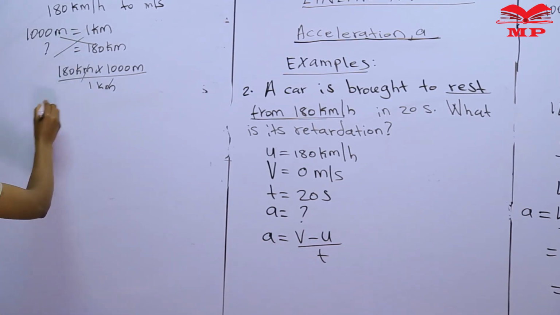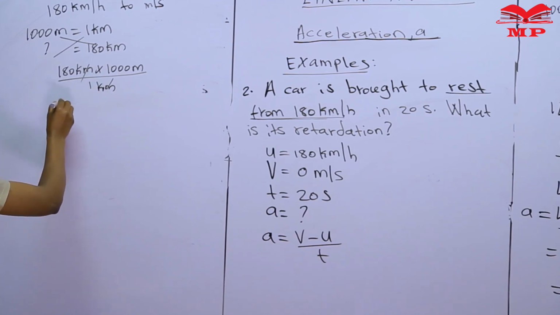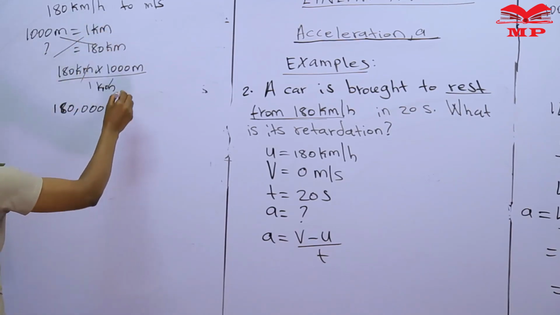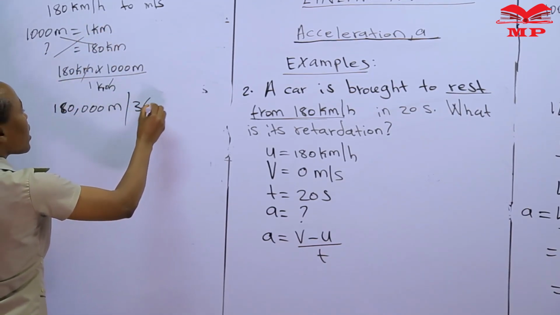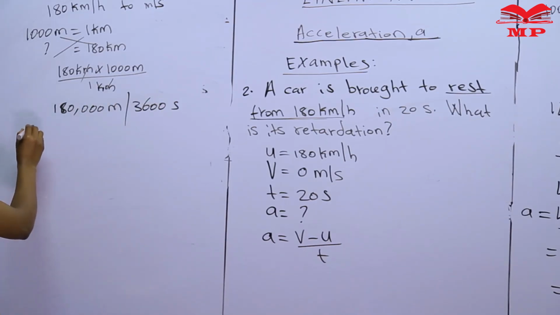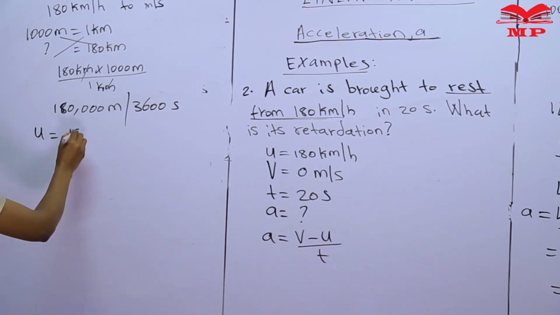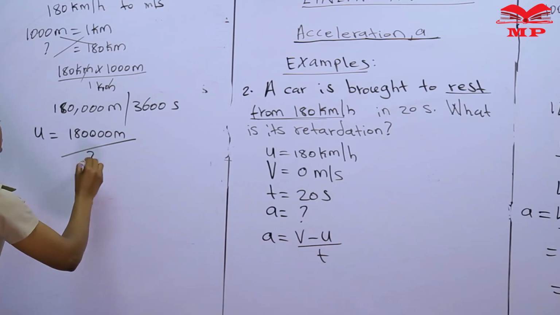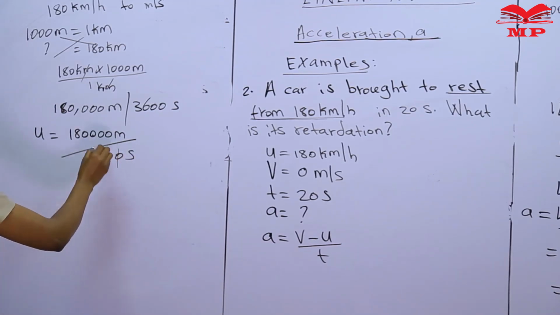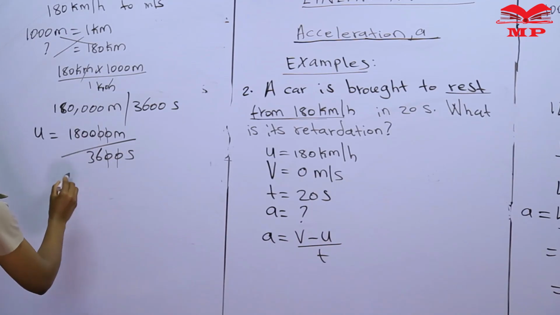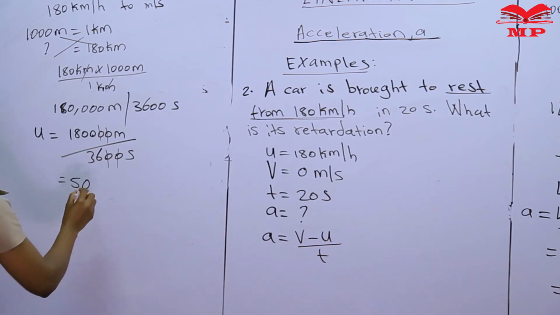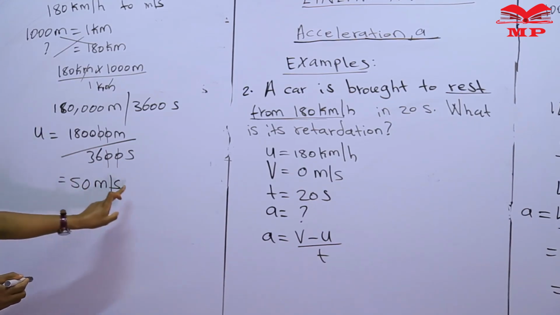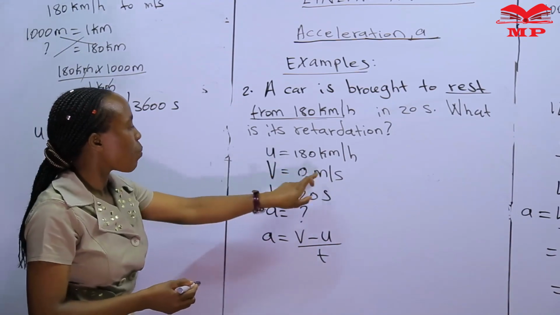This is the distance, 180,000 meters. Then it is per hour. And 1 hour is equivalent to 3,600 seconds, and therefore our initial velocity will be 180,000 meters per 3,600 seconds. So we are going to have 180 divided by 36, that is 5, then that's 0. So we have 50 meters per second. So our initial velocity is 50 meters per second, and our final velocity is 0 meters per second.